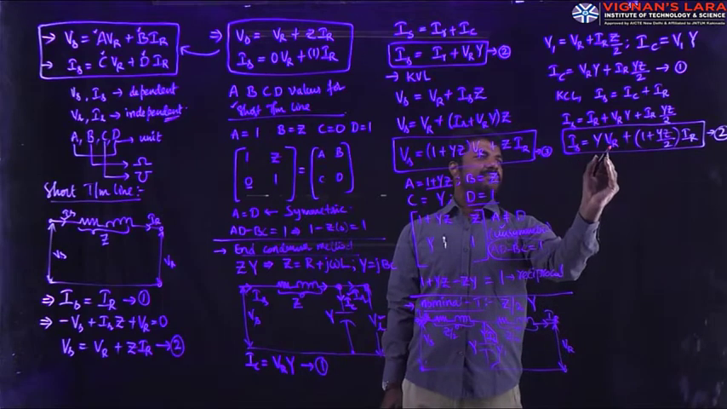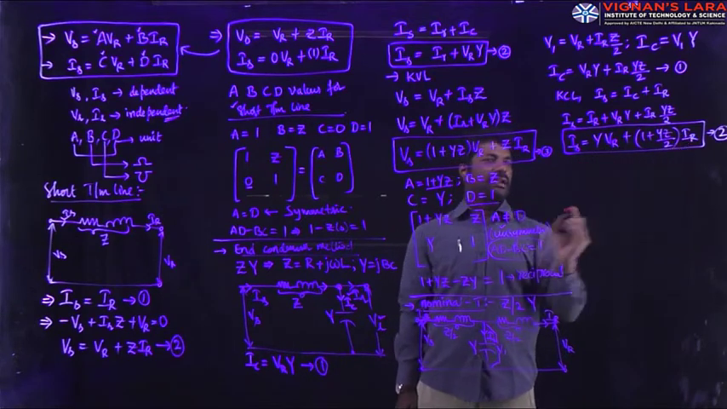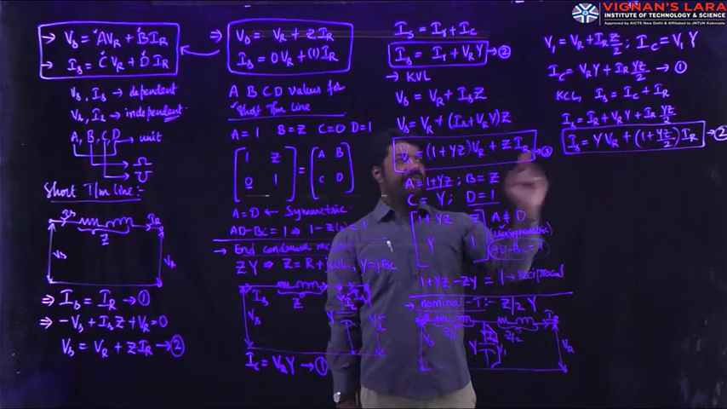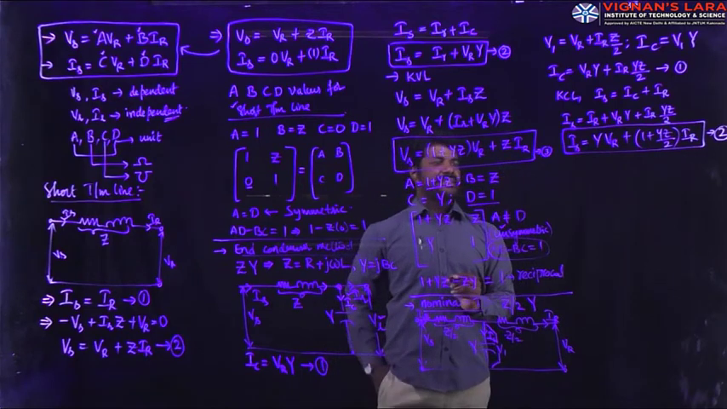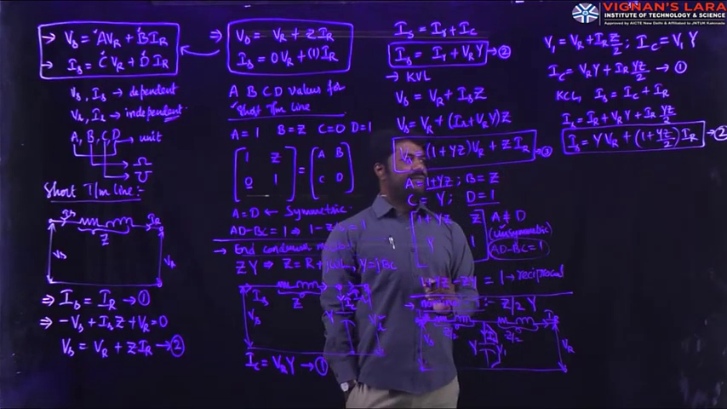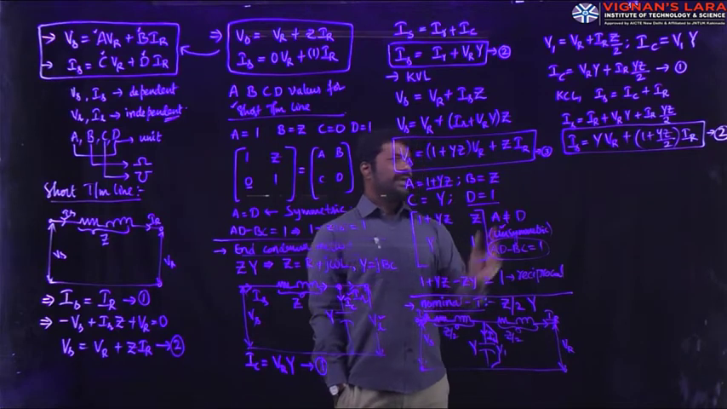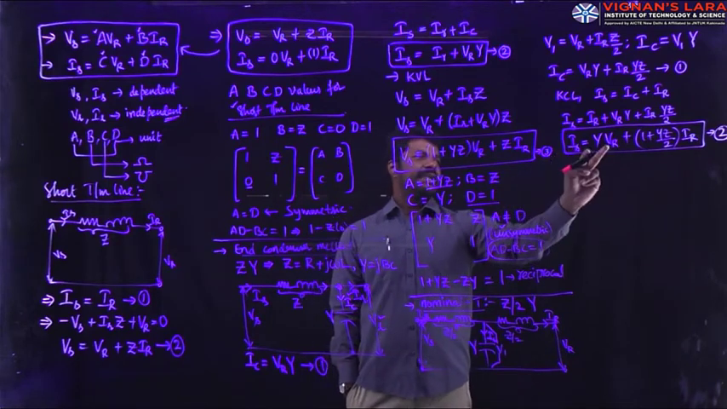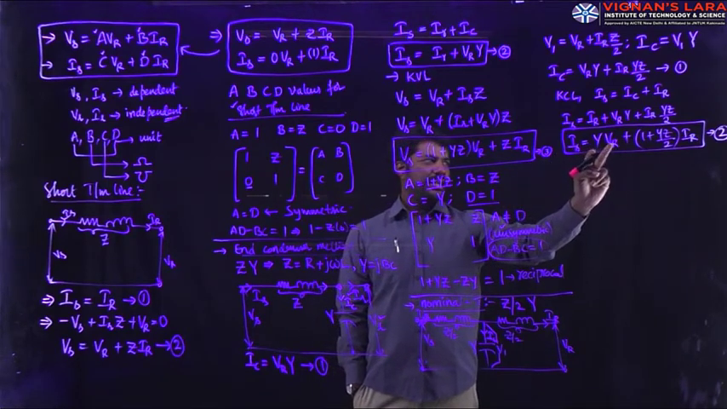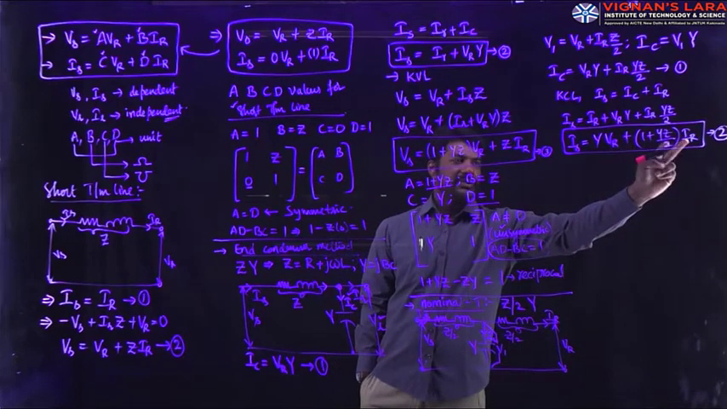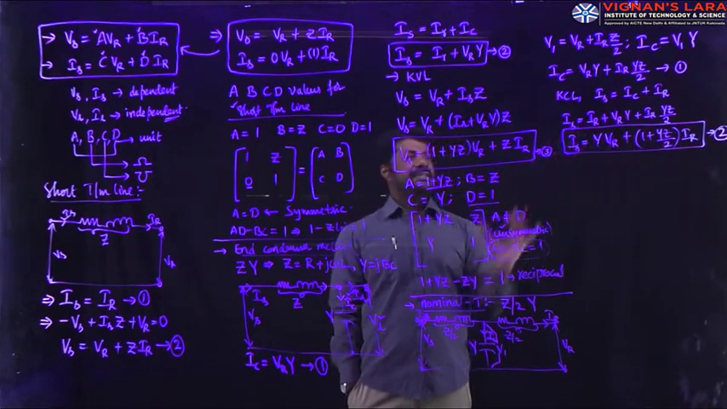IS in terms of VR and IR. Always you have to check that verification, whether we are getting the sending end quantities in terms of receiving end side or not. Here the sending end current is obtained in terms of receiving end voltage and receiving end current. So current simplification is completed.